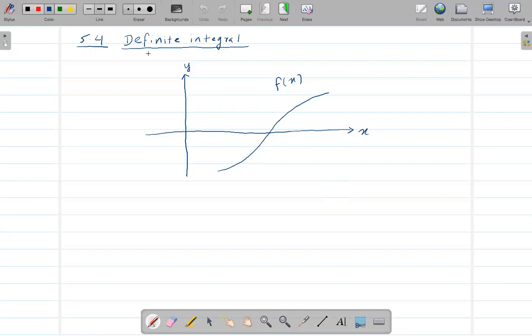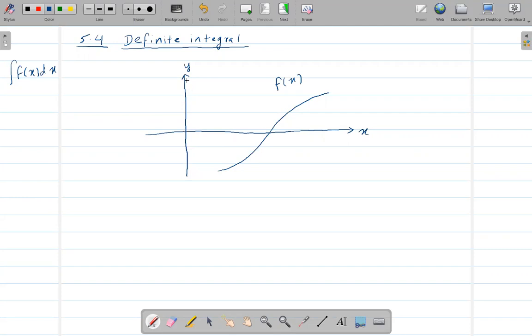Now this section is about definite integral. So far in this chapter 5, we have learned about indefinite integral. So indefinite integral, we said something like this, right? We said this is indefinite integral. Now on definite integral, we need to work with intervals. All right, so let me show you the idea here.